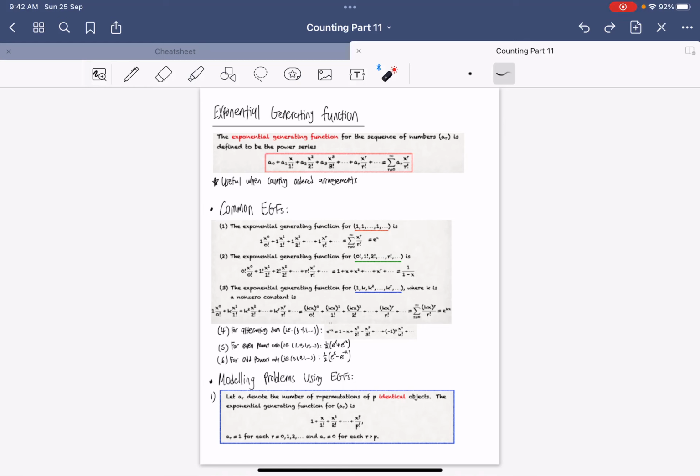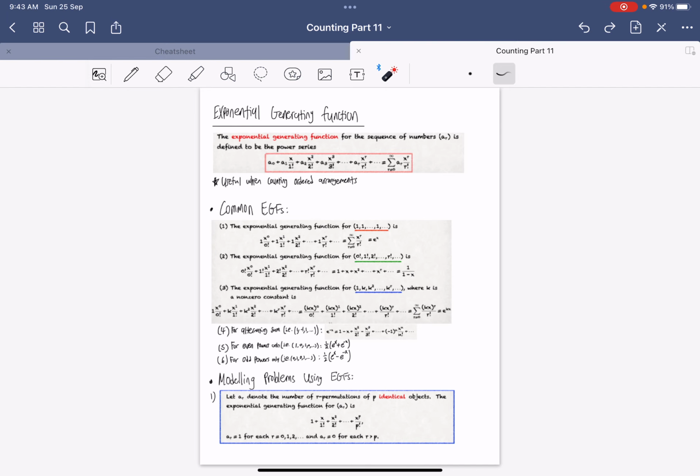Hi, in today's video, we'll be going through another type of generating function known as the exponential generating function. In the previous video, we went through ordinary generating functions to help us solve distribution problems from identical to identical, but it can also help us solve other types of problems. For exponential generating function, it is useful when we want to count ordered arrangements, like permutations.